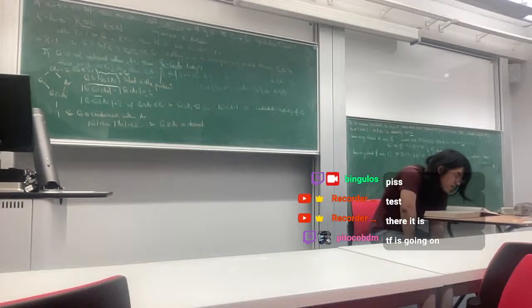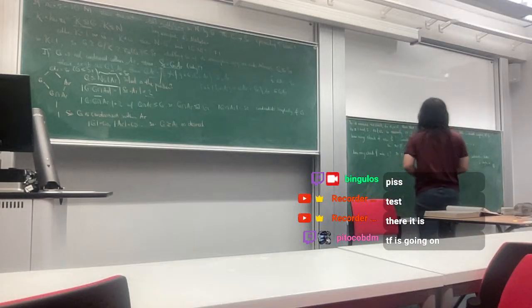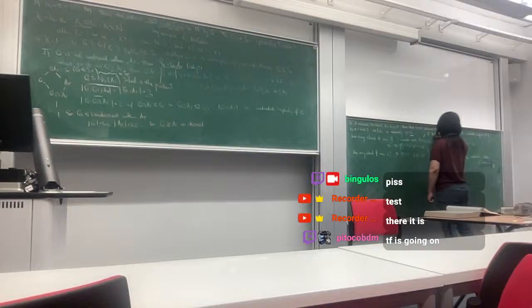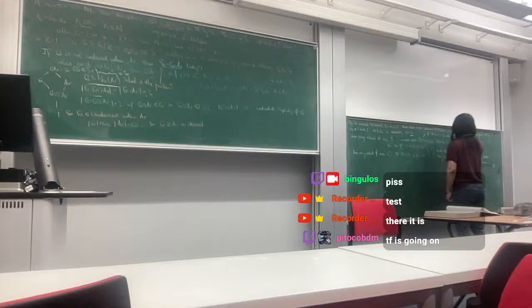If for every pair of distinct Sylow 2-subgroups P and Q, the intersection of P and Q is equal to 1.